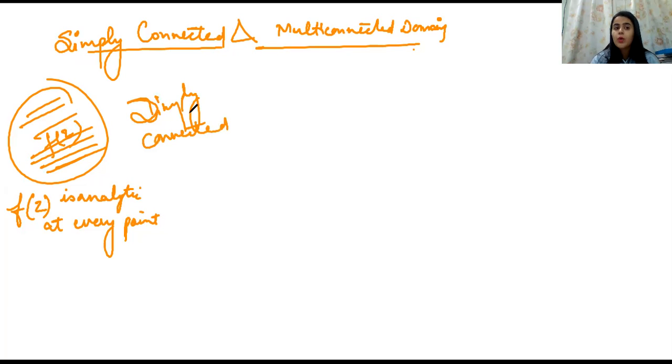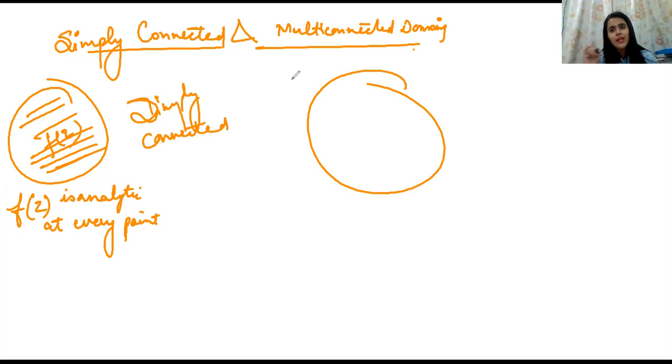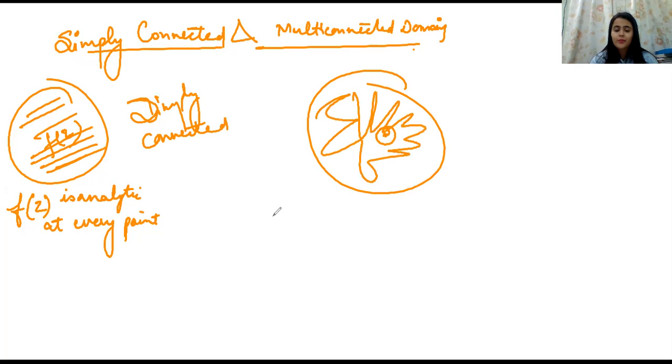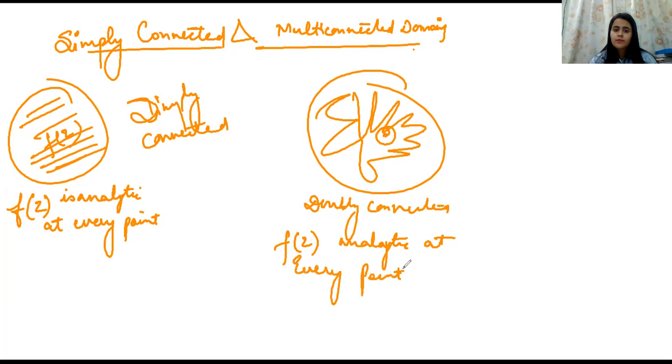Now what will doubly connected be? In doubly connected, f(z) will be analytic at every point except one. That means except one point, it is analytic everywhere. So that will be our doubly connected. Suppose that is your particular point, and everywhere else f(z) is analytic. So what do you mean by doubly connected? f(z) will be analytic at every point except one.